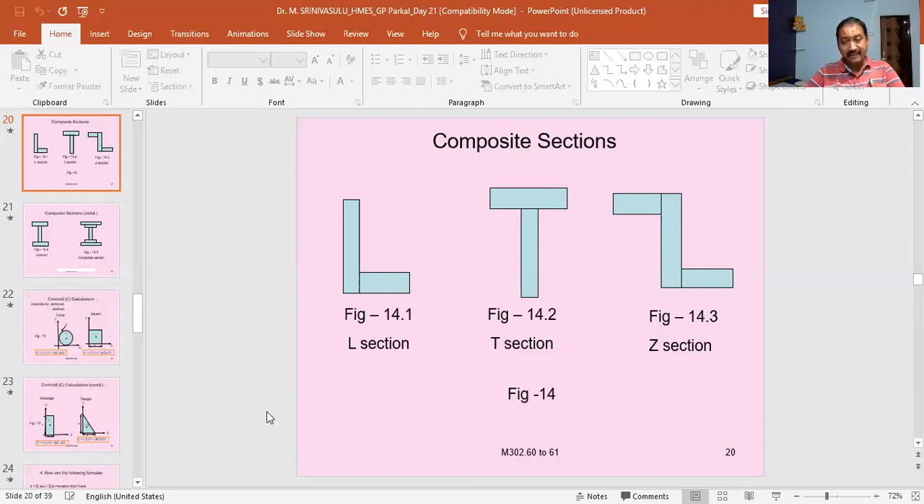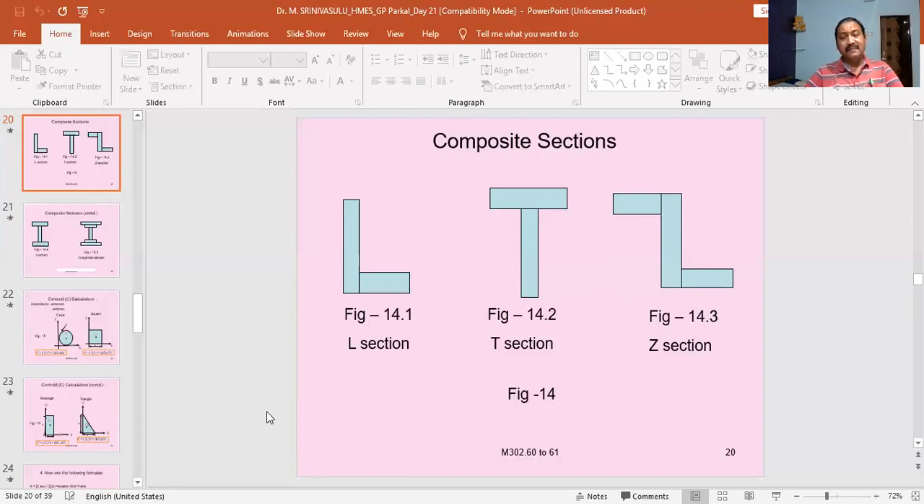So like this, we have divided the given figure into a number of standard areas. Then we have to find the centroid location for each standard area from the defined reference axis. Then we can find the areas and the coordinates for the centroids.